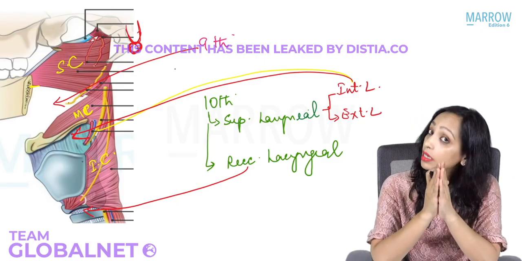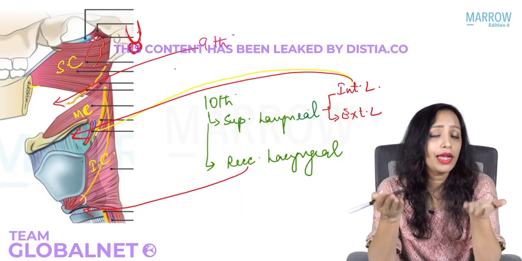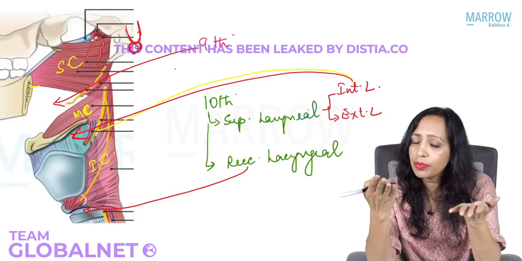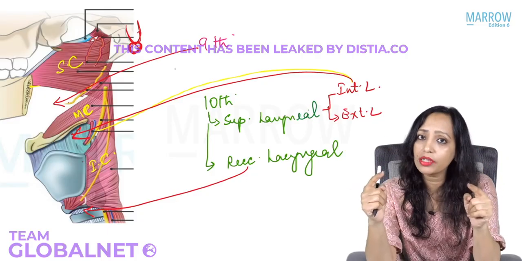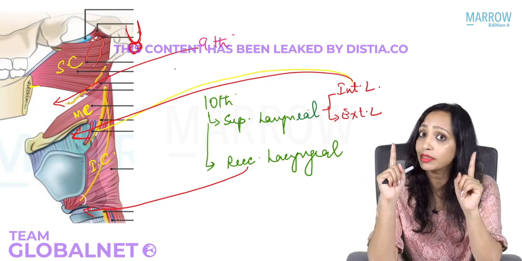Yes. The nerves of the larynx are named laryngeal. They are the superior laryngeal and the recurrent laryngeal. So the superior laryngeal branch will enter at the upper border of inferior constrictor. The recurrent laryngeal branch will enter at the lower border of inferior constrictor. Is that clear? That is how you can remember.